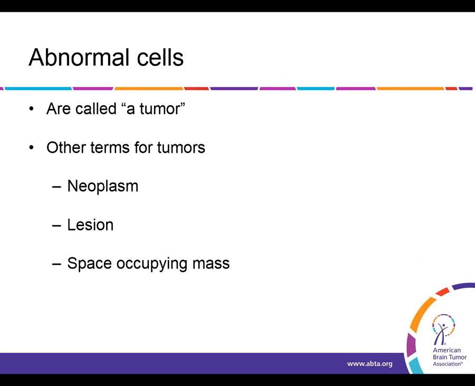A tumor can be called a neoplasm, a lesion, or a space-occupying mass. Commonly, a neoplasm is a cancerous tumor. The other abnormalities, a lesion or space-occupying mass, may be a tumor, but it could also be some other neurological disorder.